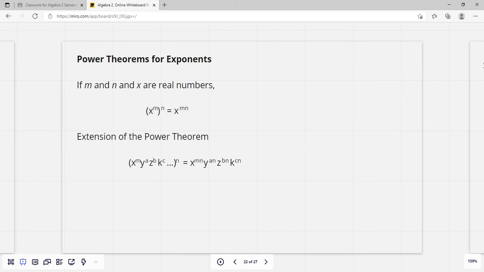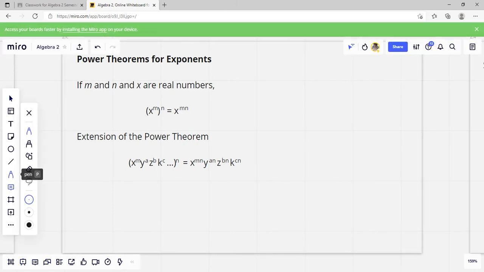All right, the power theorem for exponents. What this means is when you're bringing a power up to a power. For example, if you had x squared to the third. What does x squared mean? X squared means we have two x's, right? Well, what does to the third mean? It means that we're going to do whatever this is 3 times.